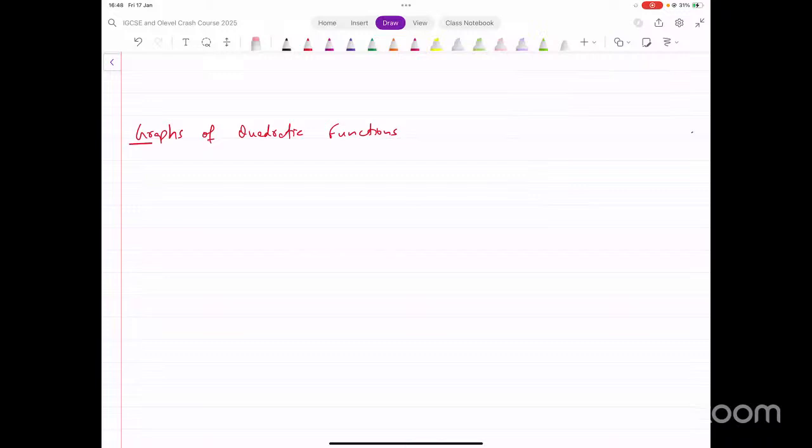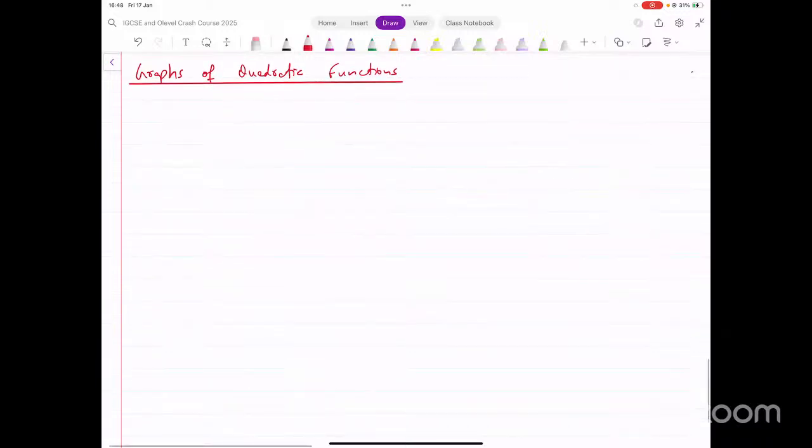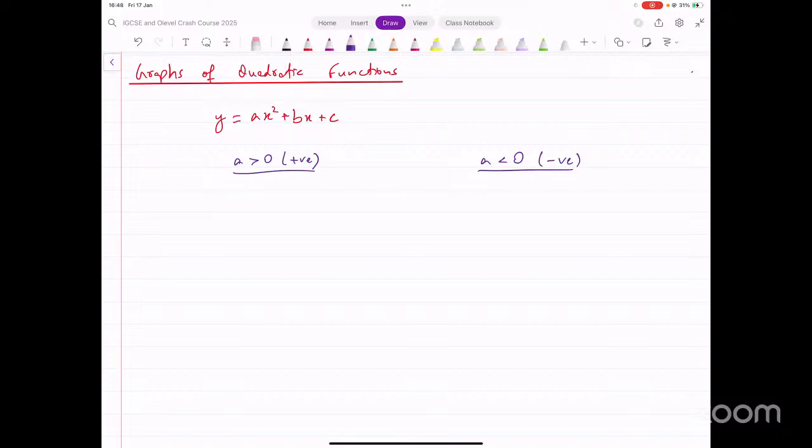Now, quadratic functions can basically have two shapes as far as the graphs are concerned. The standard form of a quadratic function looks like this: y equals ax squared plus bx plus c. That's the standard form for a quadratic function. Now, there are two possibilities. One, that the coefficient of x squared, a, is positive, and the other, that the coefficient of x squared, a, is negative. These are two possibilities, right?